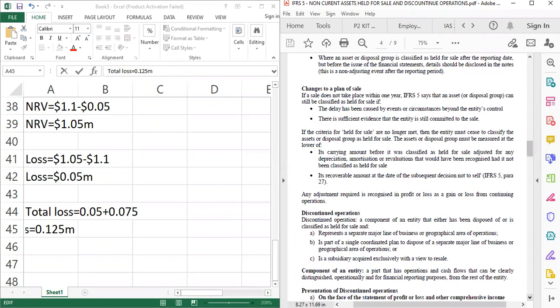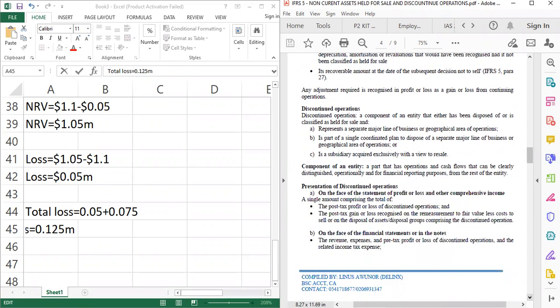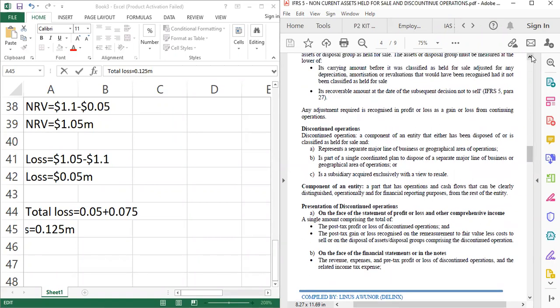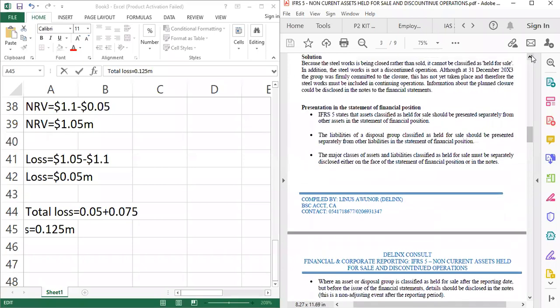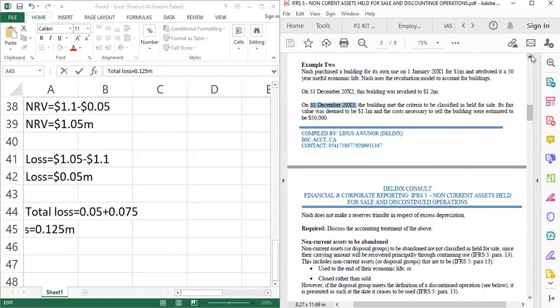Okay. Let's look at the presentation of discontinued operations. Please, the question that we just saw, we were told to state the accounting treatment. But we did the calculations. So how do you go about the accounting treatment? Discuss how the accounting treatment of this one.